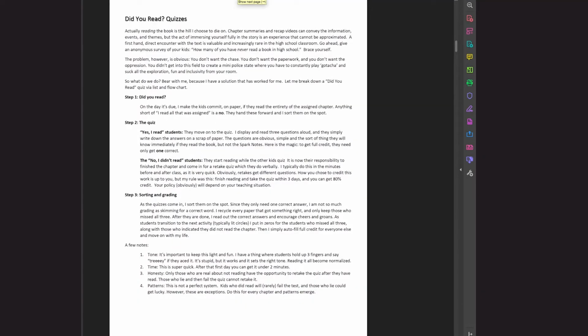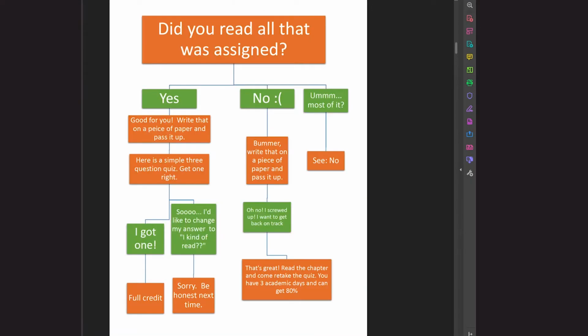Next, I have the Did You Read quizzes. Actually reading the book is the hill I choose to die on with this text. You cannot approximate the experience of encountering the text yourself. However, you know the problem. Many students will choose the path of least resistance, and instead of reading, they will turn to people on the internet for pithy and mildly entertaining summaries. You could probably sort out who actually read, but you didn't become a teacher to run a mini police state, to say nothing of the fact that you're really busy.